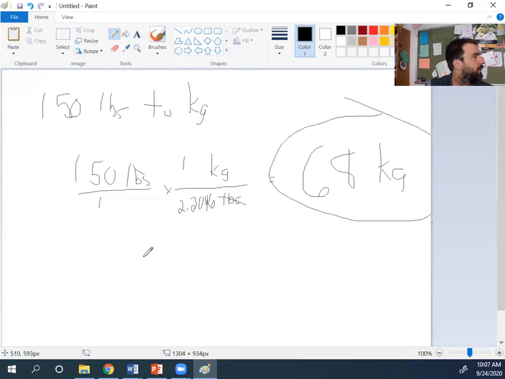All right, let's get a little bit more difficult. Convert. I don't need to convert. We know we're converting. Let's go from 4.28 grams per ounce to grams per milliliter.